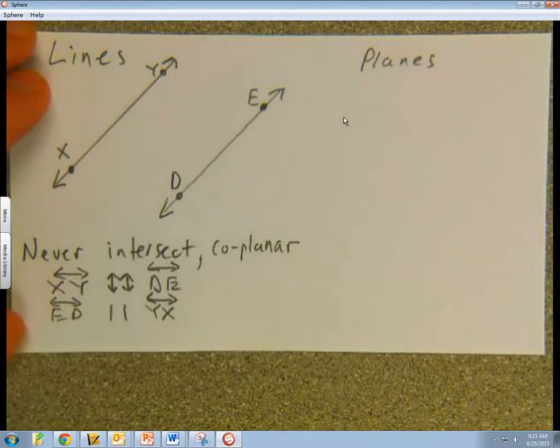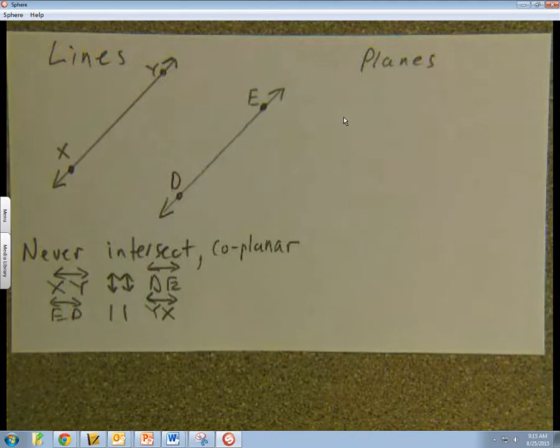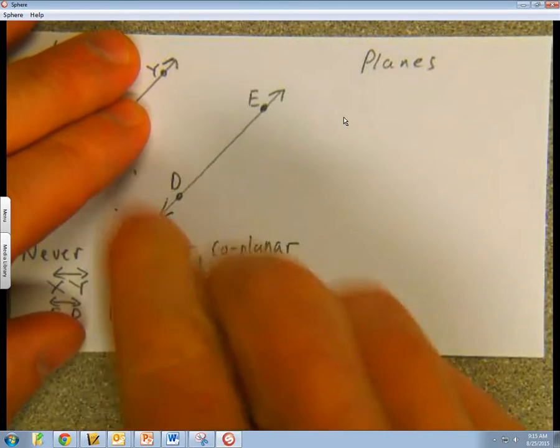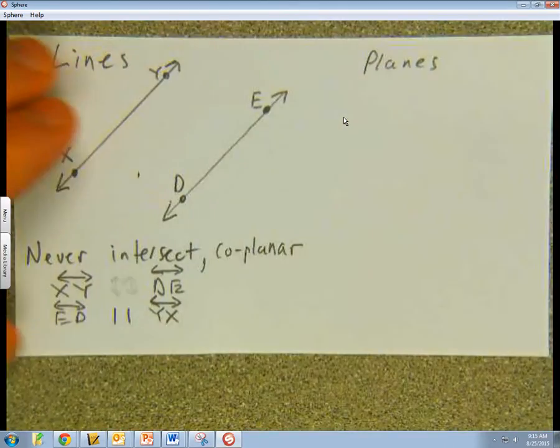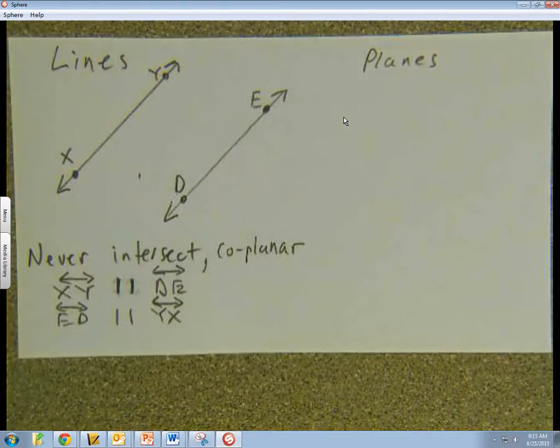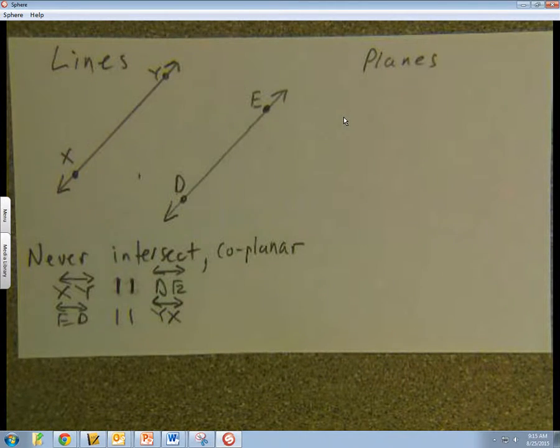So, coplanar lines. I'm actually going to erase this notation. The other notation is preferred, so go ahead and do that. That's why they make erasers on pencils. Alright, so we're good there.